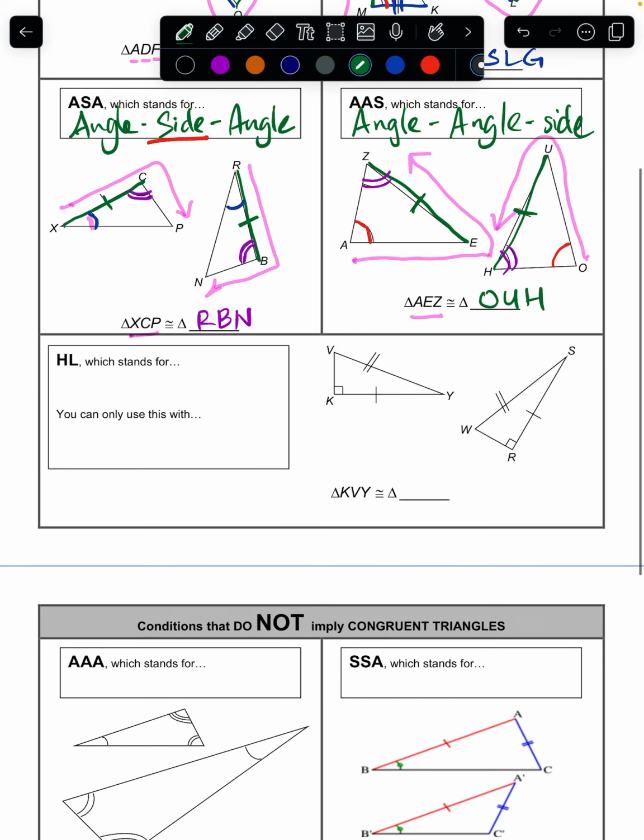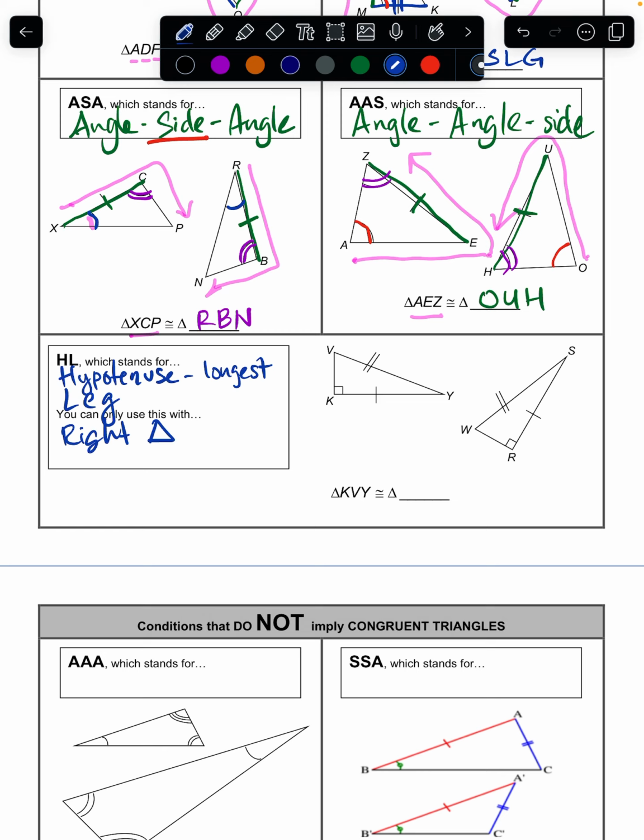All right. Next rule, HL. H stands for hypotenuse. This is the longest side of a right triangle, right? You need a right triangle for this, okay? The L stands for leg. So there are two legs in a right triangle.